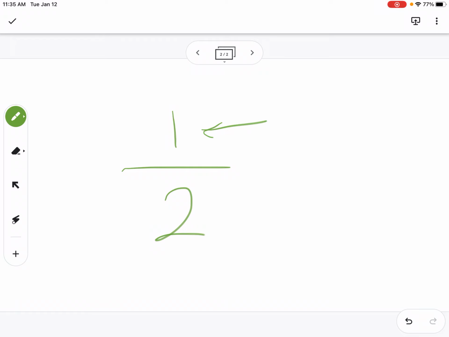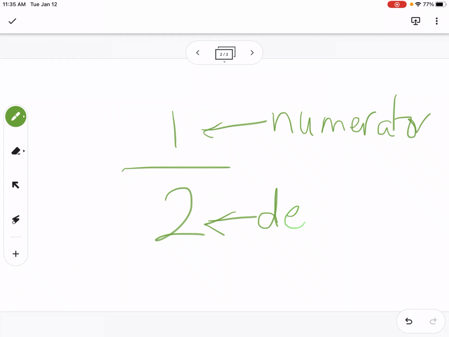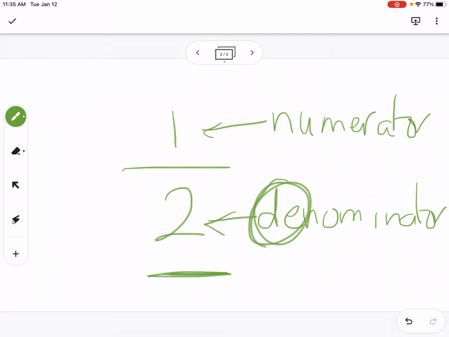So the top number gets the name the numerator, and the bottom number gets the name denominator. The way I remember the difference between the two is denominator starts with D. It's the same letter that the word down begins with. So it reminds me that the denominator is on the down side of the fraction.